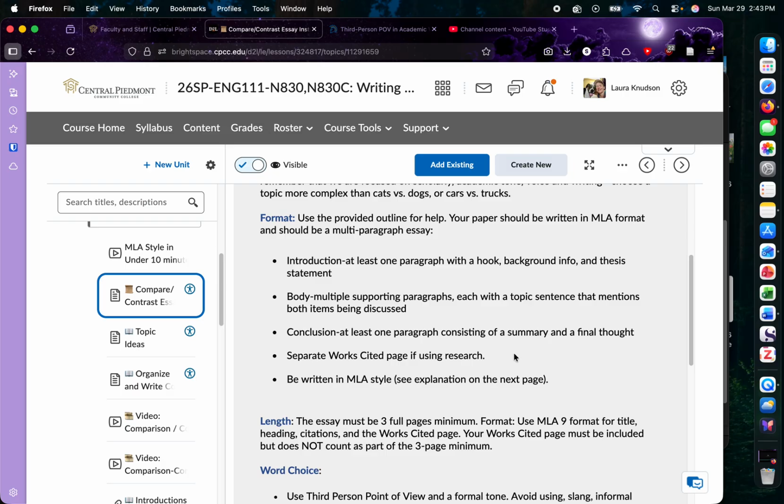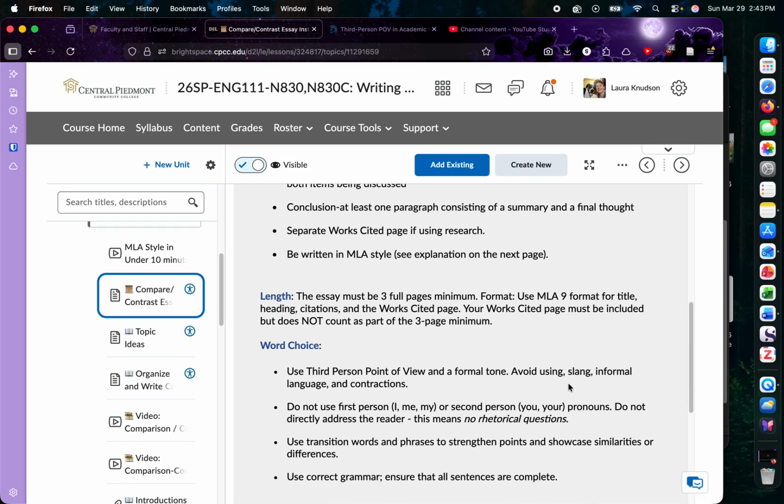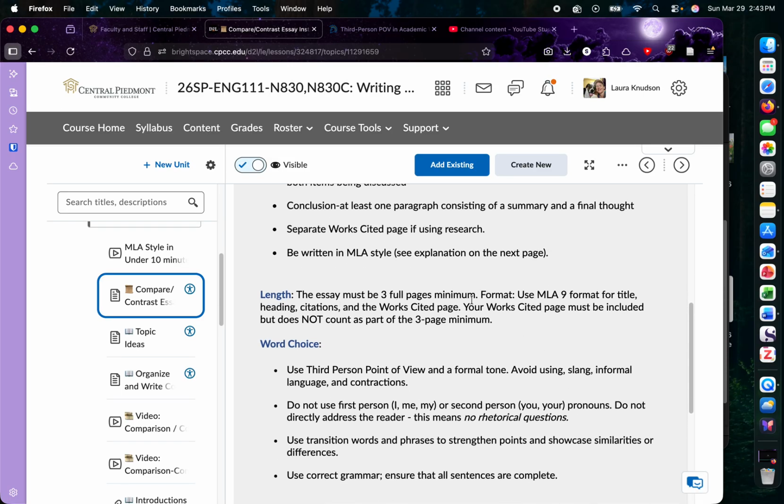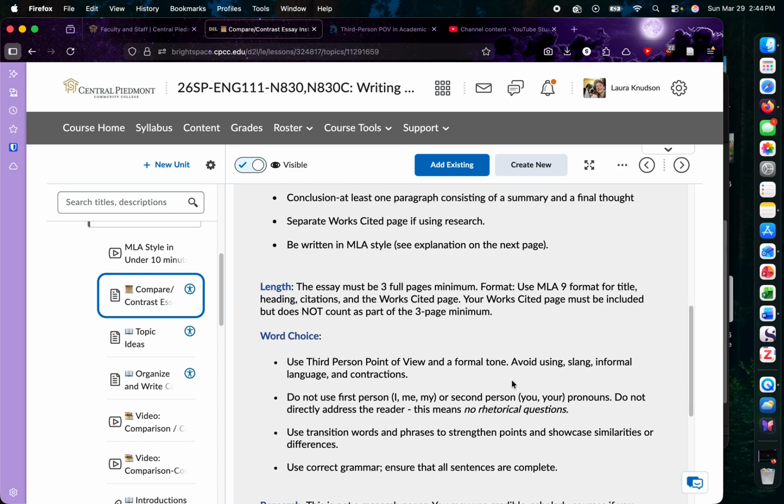If you use research, which you don't need to do, you need to have a separate works cited page. You need to make sure it's in MLA style. It needs to be 3 full pages minimum. That's not 2.5 pages. That's not 2 3/4 pages. That's 3 pages. Don't count the works cited page. The works cited page never counts towards the page minimum.